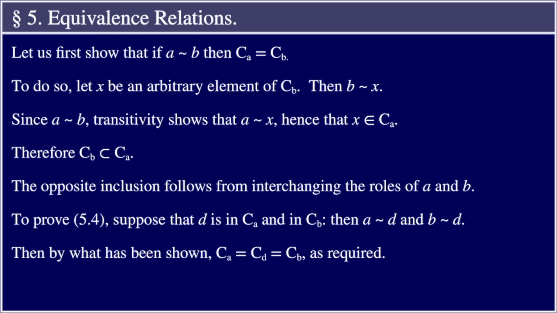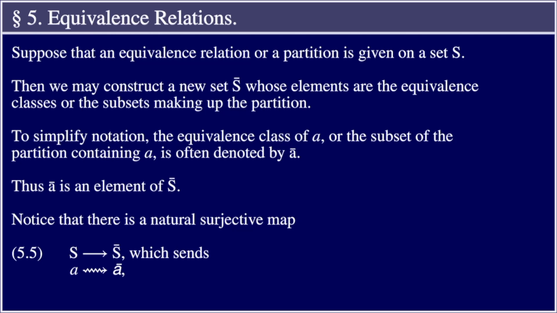Therefore, C sub B is a subset of C sub A. The opposite inclusion follows from interchanging the roles of A and B. To prove 5.4, suppose that D is in C sub A and in C sub B, then A is equivalent to D and B is equivalent to D. Then, by what has been shown, C sub A is equal to C sub D is equal to C sub B, as required.